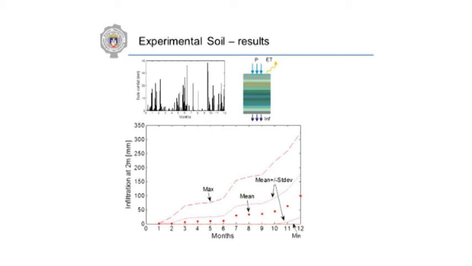These 200 samples that we calculated gave us rather different results. The red dots represent the mean value of all the results. We can see that after a year, the mean total infiltration at 2 meters is around 100 millimeters, which is around 12% of the total rainfall.